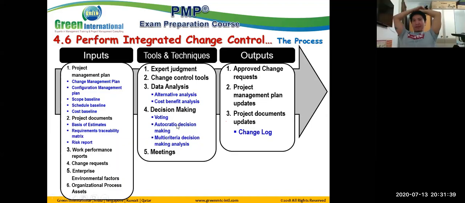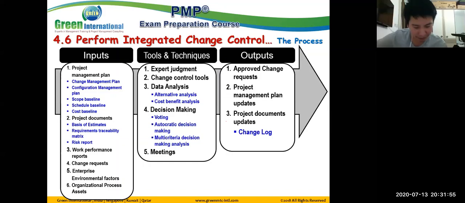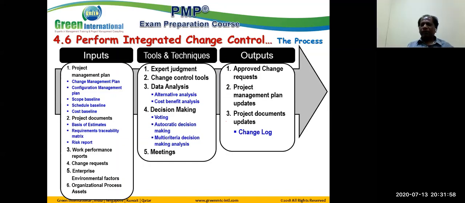Okay. So let's go into the process. Let's look at the process. When I want to perform integrated change control, what do I need to have in my hand? The project management plan. The key components of the project management plan we can utilize in this process are the change management plan, configuration management plan, scope baseline, schedule baseline, and cost baseline. These are the key components here. And the other documents like basis of estimates and requirement traceability matrix.